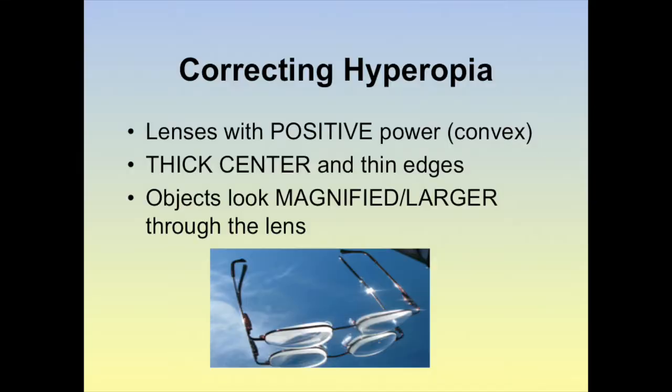So how do you correct hyperopia? With myopia, we use negative lenses. With hyperopia, we use positive or plus lenses. And the lenses tend to be thick in the center and thin at the edge, kind of like a magnifying glass you might use when you're trying to burn an ant. And objects that are seen through the lenses are magnified. So the light rays coming in, instead of diverging when they come through the lens, actually converge. They're changing their focus to get to the retina.